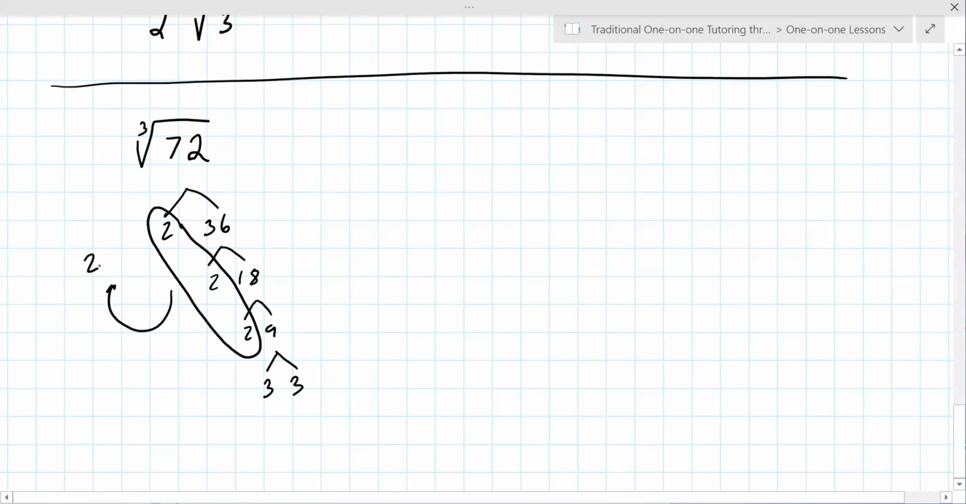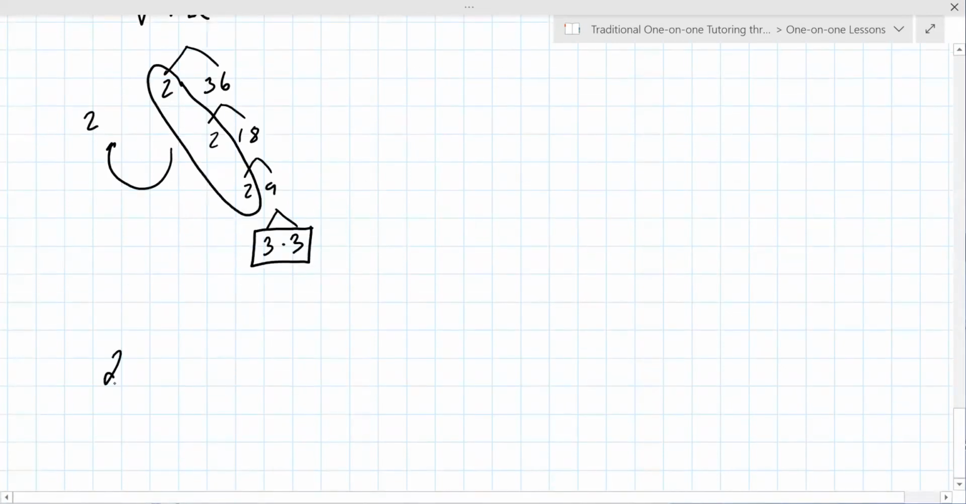But here, there's not a triple. There's just 2 of them. So what do you do? You leave them on the inside. So it becomes 2 times the cube root of 3 times 3. These come here.